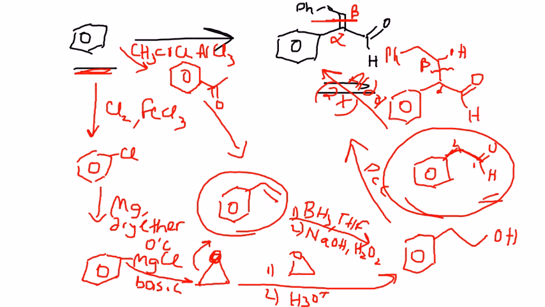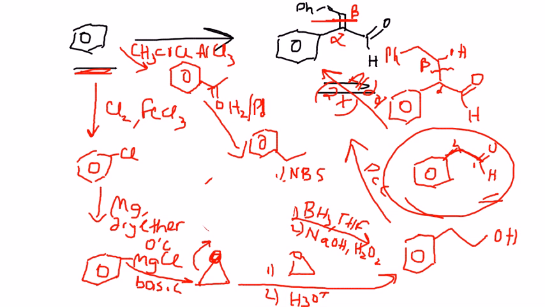Now that ketone can be reduced with hydrogen and palladium. So this is the second route that I'm showing you, and that will give you the ethyl group. Carry out an NBS reaction, and that will brominate at the benzylic site. So let me just write that.